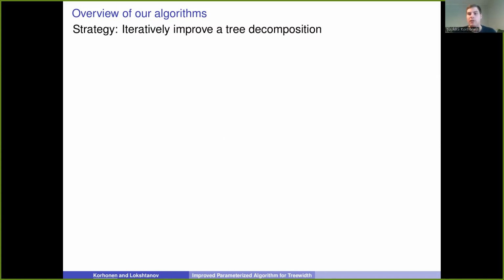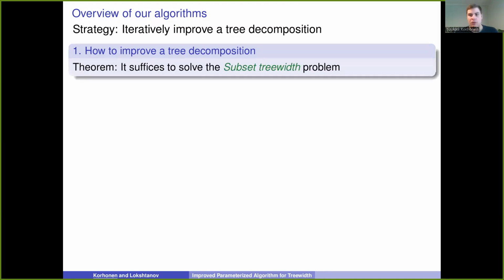I'll later say in what sense improve, but the point is to apply some improvement operation to tree decompositions multiple times to iteratively make it better. So the first part of our result is to show how to improve a tree decomposition. And what we show is that to improve a tree decomposition, it's sufficient to solve a problem we call the subset Treewidth problem.